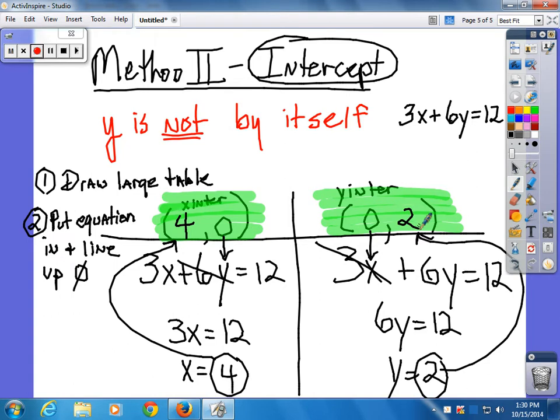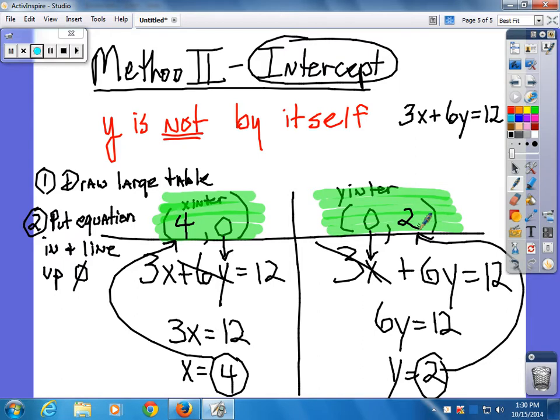Now, why does Hubert put x-intercept here and y-intercept here? Why don't I just do away with those words and just add 4, 0 and 0, 2? Why do I put that there and this here? Because the 0 stands for the opposite of where x is. Yeah, that's a good guess, but that's not why I do it.